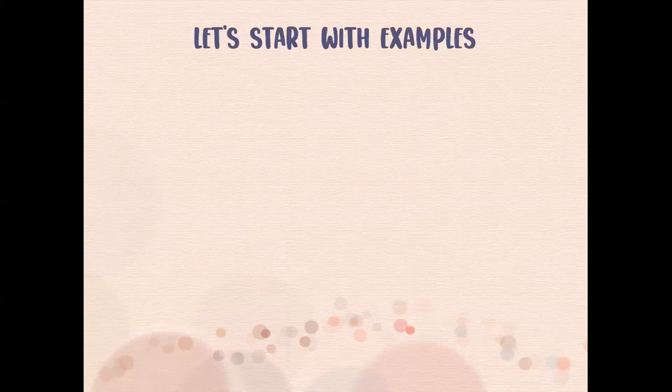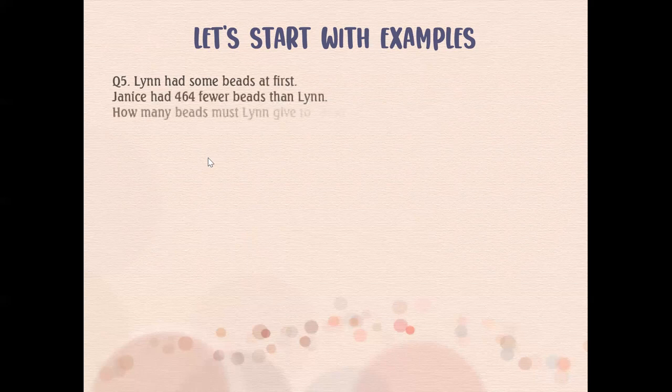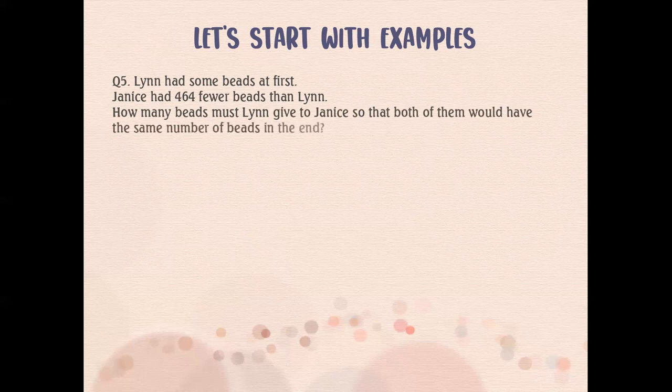Okay, so if everything is clear, let's go to the next example. Lynn had some bits at first. Janice had 464 fewer bits than Lynn. How many bits must Lynn give to Janice so that both of them would have the same number of bits in the end?